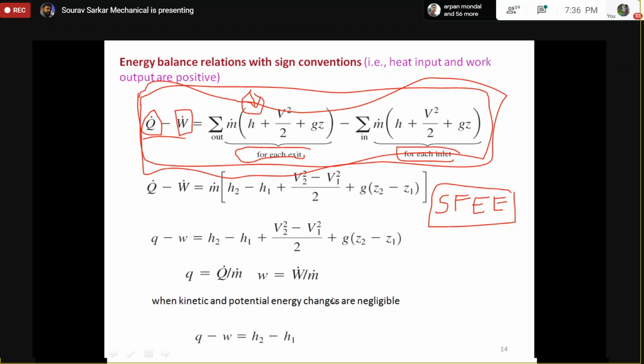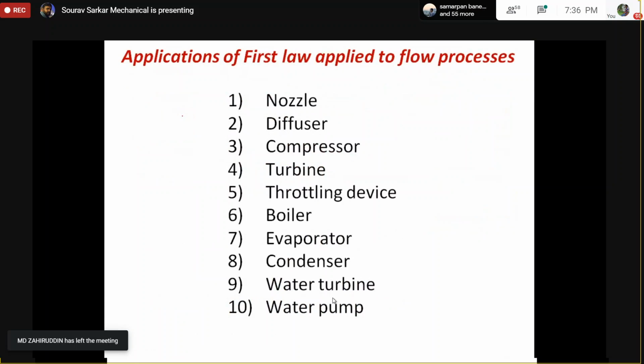But if you apply the steady flow energy equation, with respect to time, this is the steady flow energy equation. There are several devices where you can apply the steady flow energy equation to analyze the device.